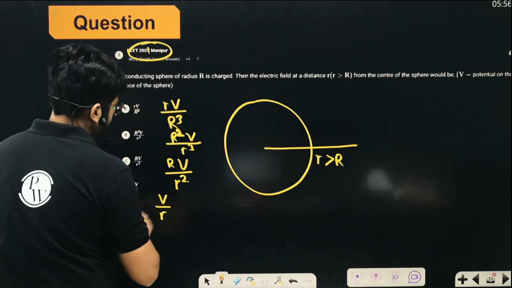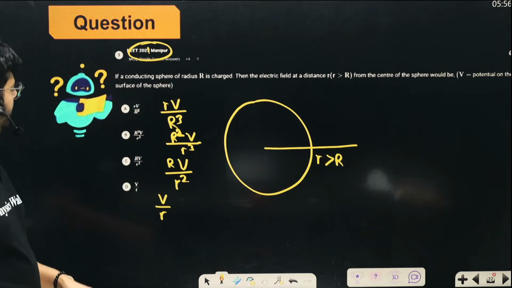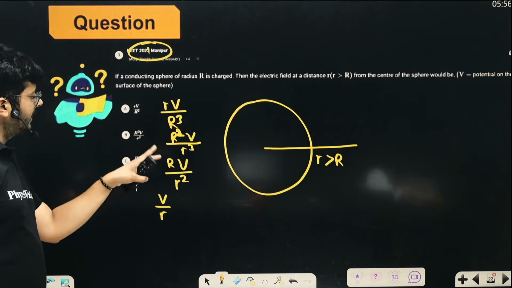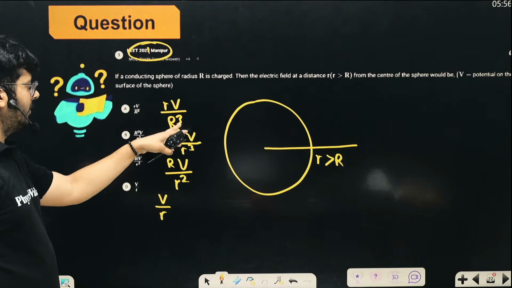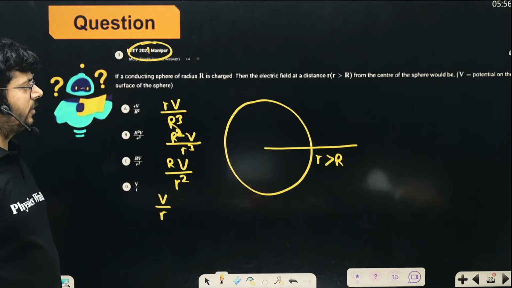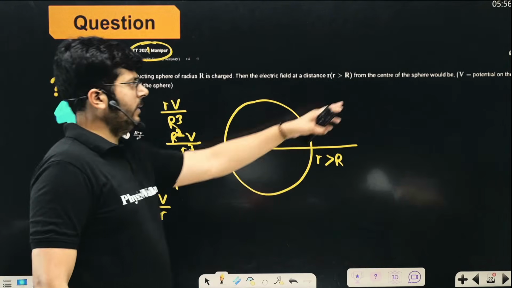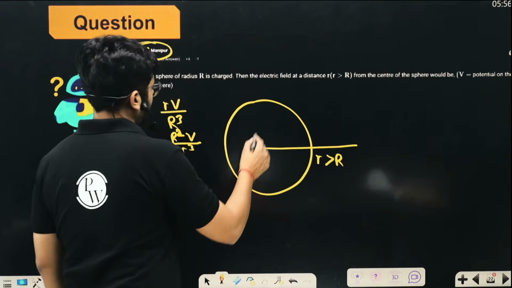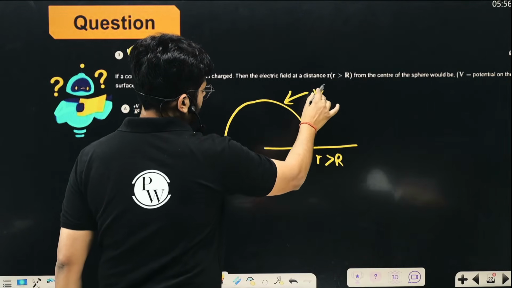All right, now it is correct. So these are the four options that you have over here. The first option is RV upon R cube, the second option is R square V upon R cube, the third is RV upon R square, and the fourth option is V upon R, where V is the potential on the surface.